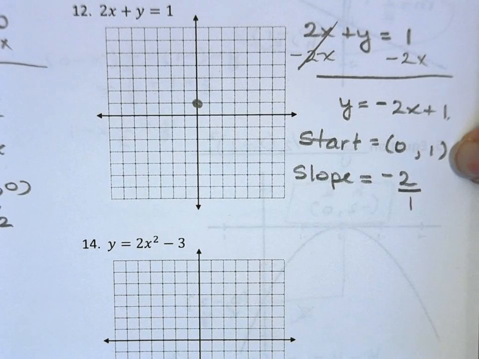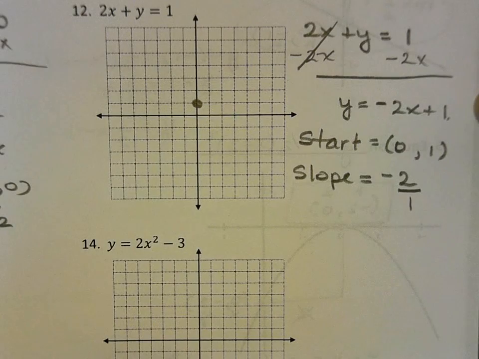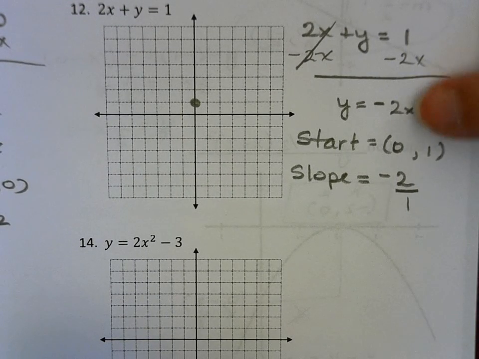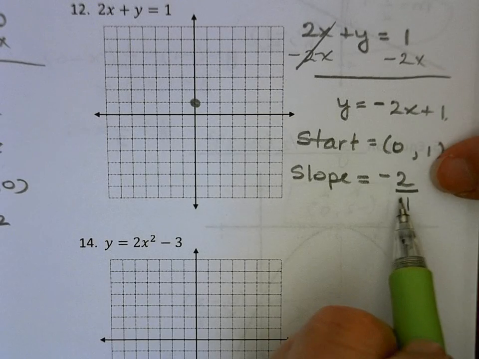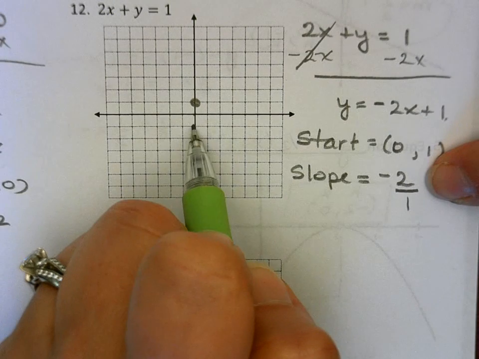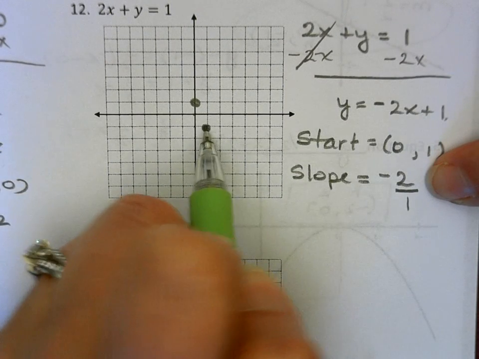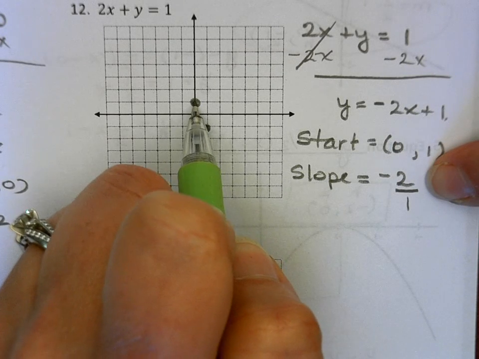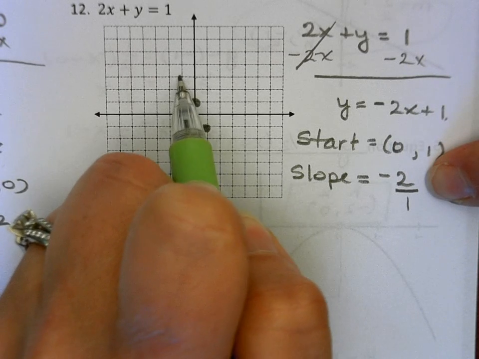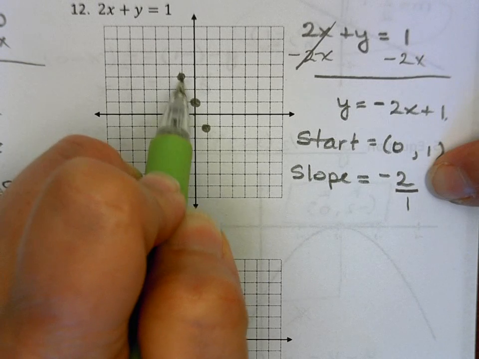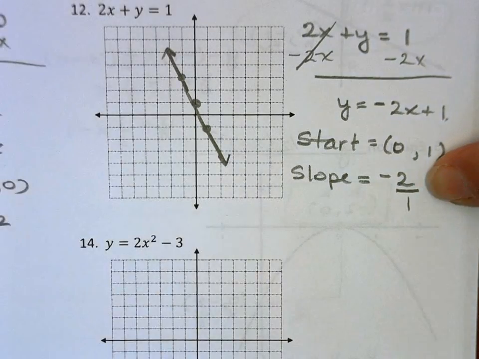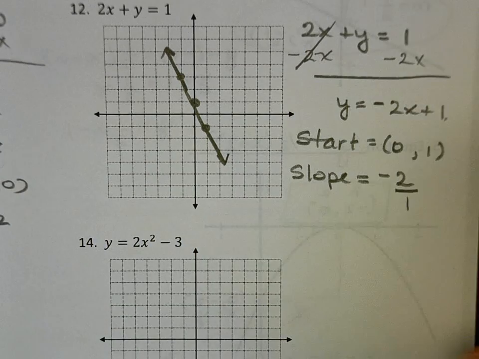Again, this is a line for the same reason as 11, no absolute values, no squareds, nothing exponential about it. So my line, I need to go down 2 to the right 1. So I need to get a line, so I need to do the same thing from here but going in the reverse direction. So I will go up 2 and then left 1. And then the domain and the range would be the same for the same reason.